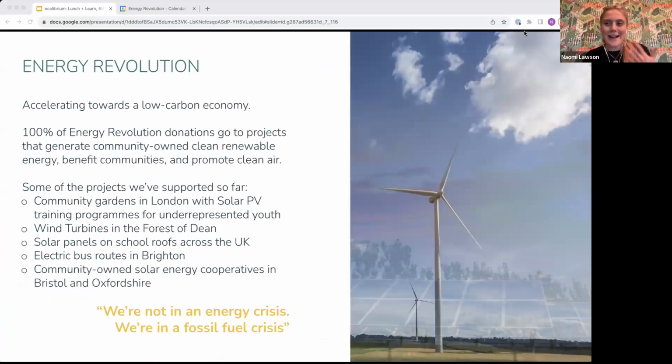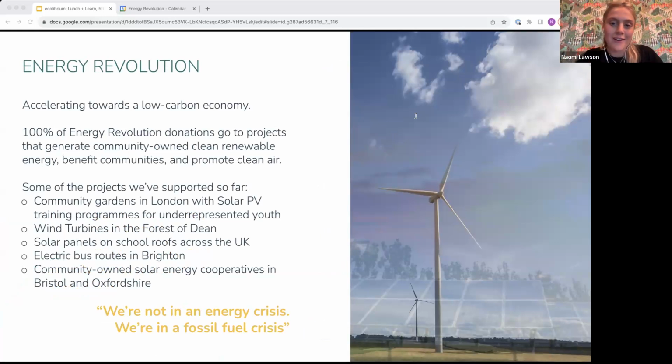I think this is going to flow into Agamemnon's piece quite nicely now, because this is Energy Revolution. Energy Revolution supports community-owned clean renewable energy initiatives across the UK to help reduce reliance on fossil fuels, promote clean air, and empower communities to not only take control of their energy consumption, but to generate income from the clean energy generated that can be put back into the community. As we know, that's more important now than ever before.